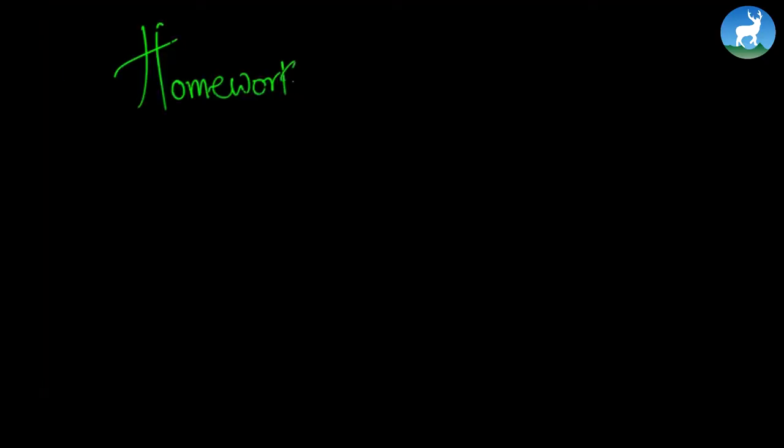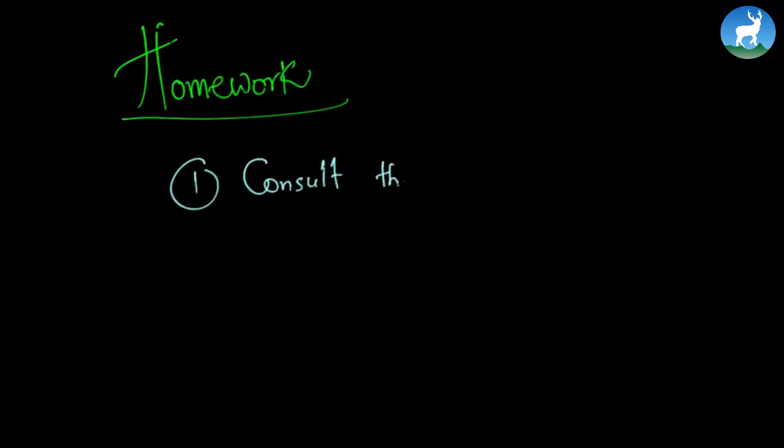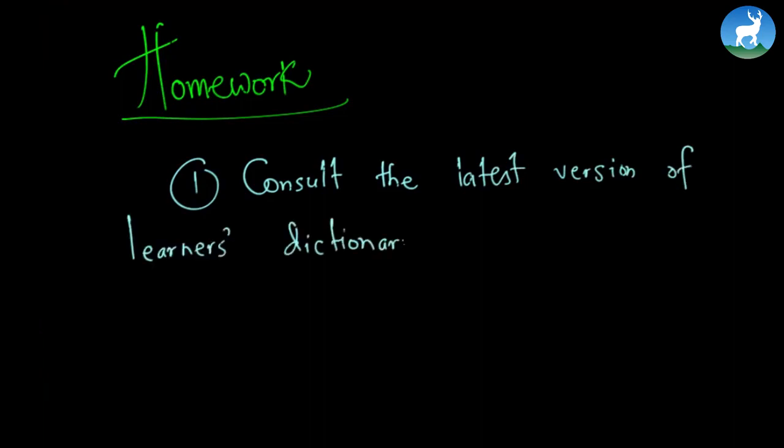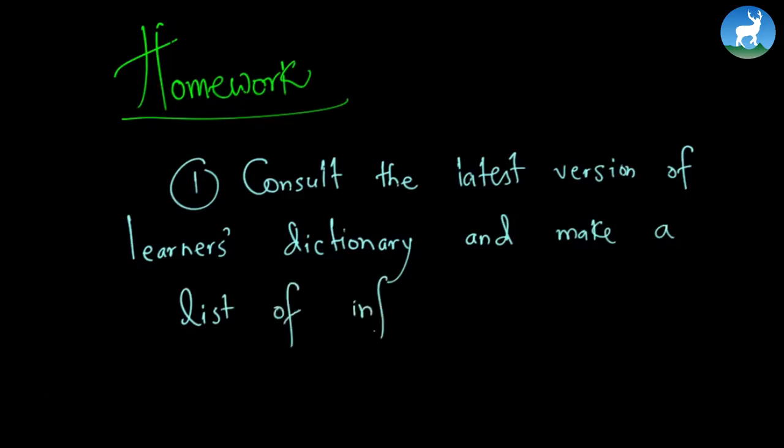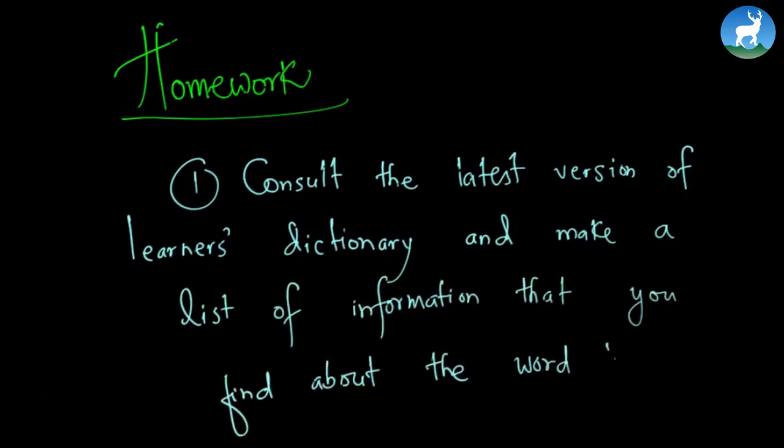So do that. With this, we have come to the homework section of today's class. And the homework is this one. Consult the latest version of the Learner's Dictionary and make a list of information that you find about the word student. So this is your work: go to the latest version of your Learner's Dictionary and find the word student from there. Alright, and write down all the information that you find.